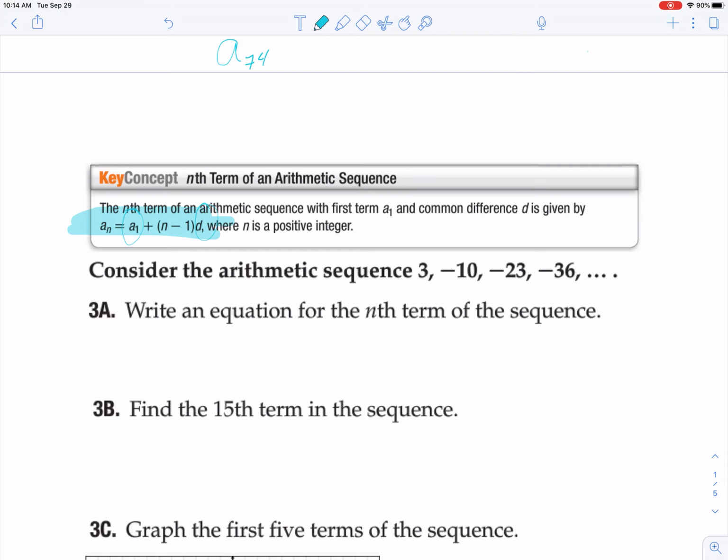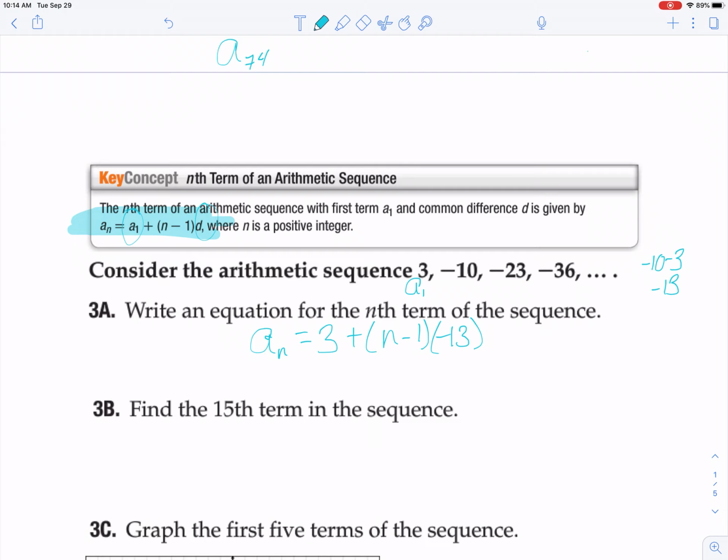So if I'm given a pattern here, I'm going to go ahead and label A1. Again, it's just the very first one they give me. And it looks like, if I do my negative 10 minus 3, my common difference is negative 13. Plug those in. A sub n equals A1, you said, was 3. You're just going to leave A sub n and the n. Common difference is negative 13. I want you to go ahead and simplify this.